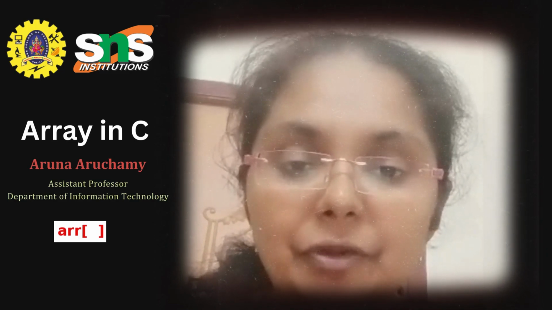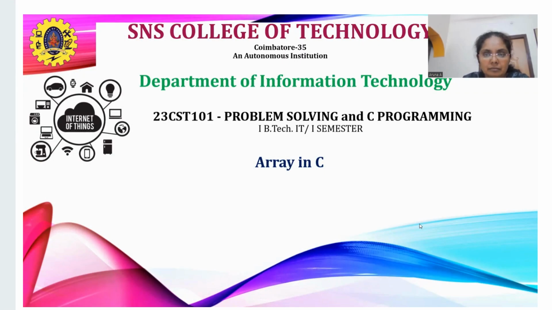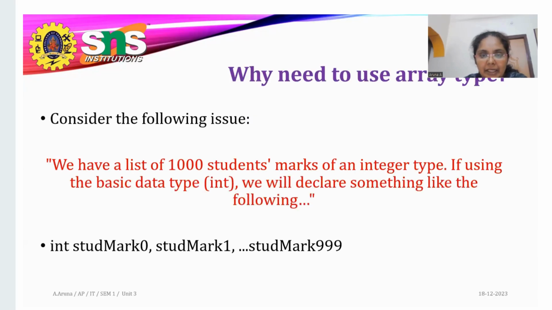In this video, we're going to see the detailed concept of the array. An array is a collection of elements of the same type that are referred to by a common name. Compared to the basic data types, that is integer or float, it is an aggregate data type, or we can call it a derived data type. All the elements of an array occupy a set of contiguous memory locations.